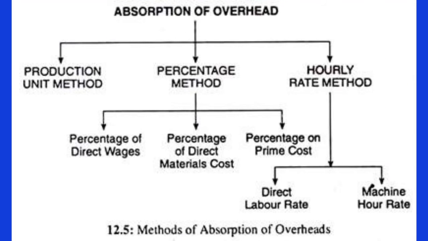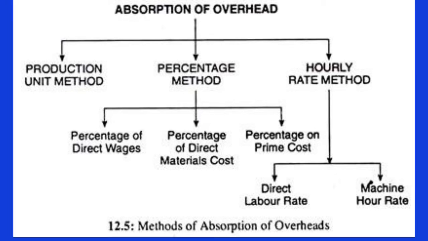Now there are various methods of absorption of overheads which I have put in a chart like this. So you have production unit method, percentage method. Under percentage method you have percentage of direct wages, percentage of direct material cost, percentage on prime cost. Then there's the hourly rate method, and under that you have direct labor rate and you have machine rate. Now what is applicable to you for your syllabus is the machine hour rate. So we'll only deal with working out problems based on the machine hour rate method.